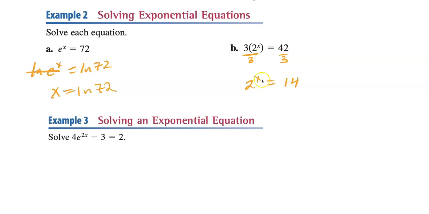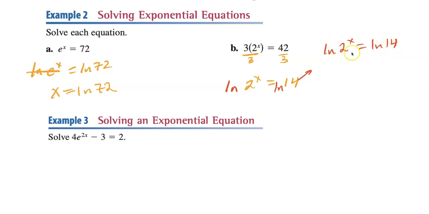This one we haven't seen yet. I cannot make these the same base. So what we do here, we're going to take the natural log or log of both sides. So I'm going to take the natural log of both sides. And I get natural log of 2 to the x equals natural log of 14. Anytime you cannot get the bases to match, you want to take the log or natural log of both sides. I'm going to take natural log because the letters are a little shorter. There's only 2 of them instead of 3.